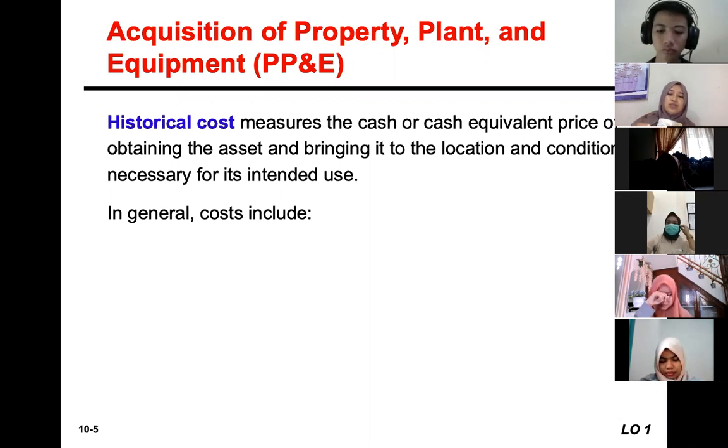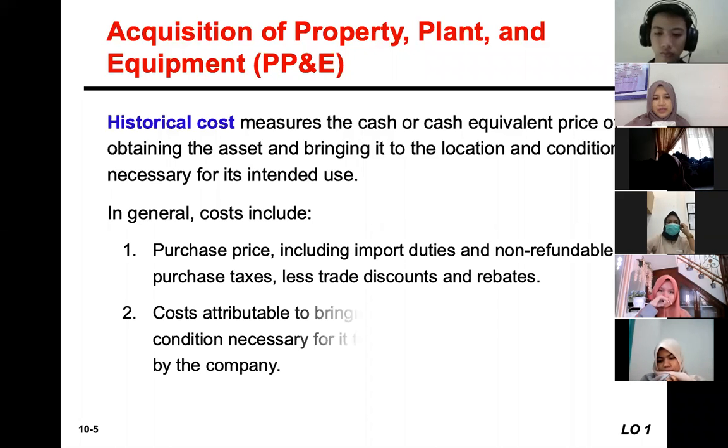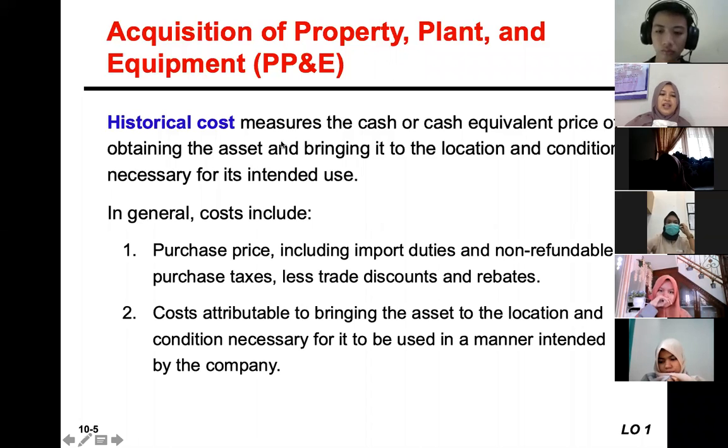So all those costs will be included as a cost of the building. So it's not only the purchase price of the building. Okay? So basically the cost will include the purchase price, which includes the duties, tax, minus the discounts and rebates, etc. And then costs attributable to bringing the asset to the location and condition necessary for it to be used in a manner intended by the company.